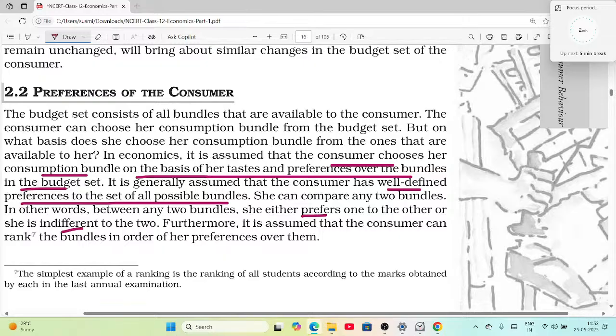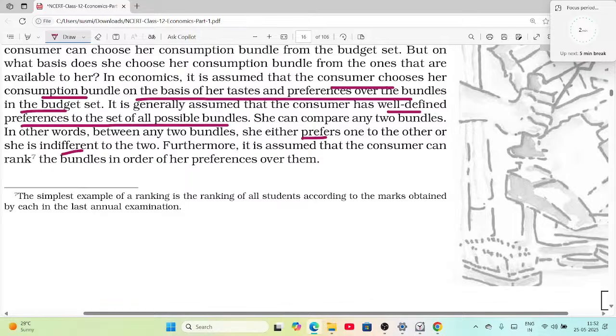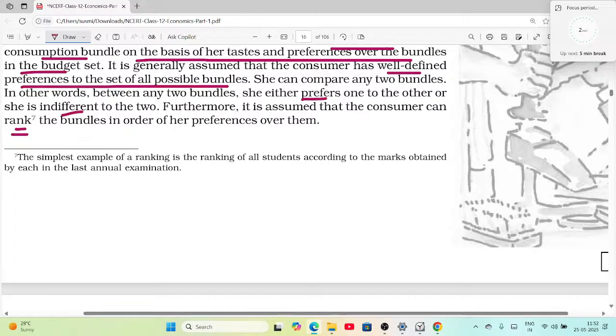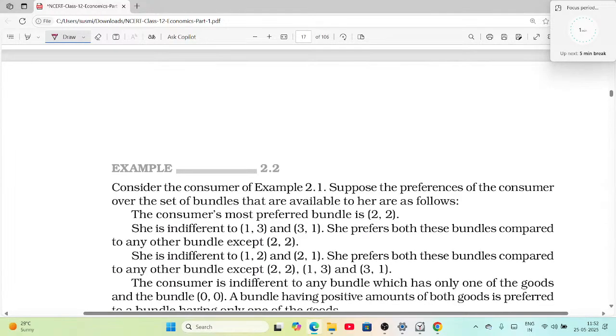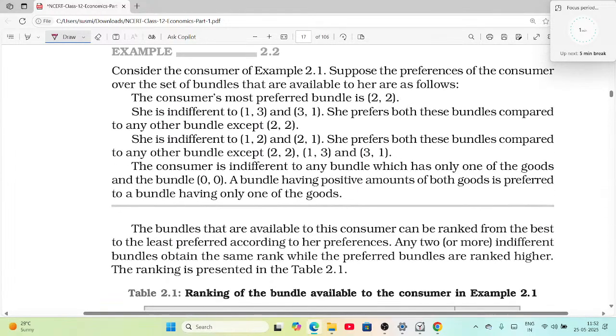Furthermore, it is assumed that a consumer can rank the bundles in order of her preferences over them. The simplest example of ranking is the ranking of all students according to the marks obtained in the last annual exam. Suppose the preferences of the consumer over the bundles 1 and 2 are as follows. The consumer's most preferred bundle is 2.